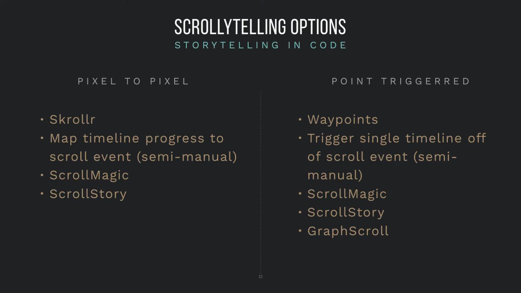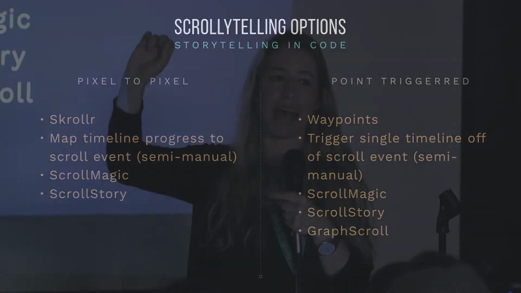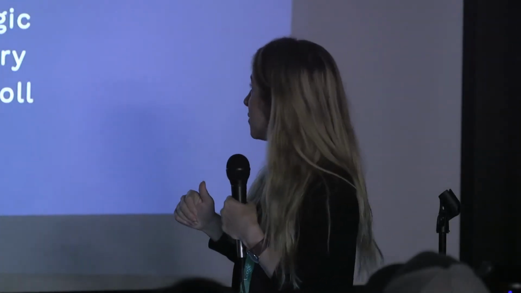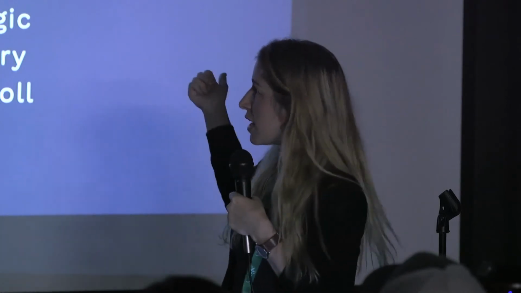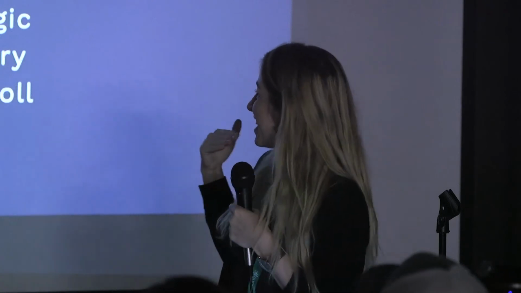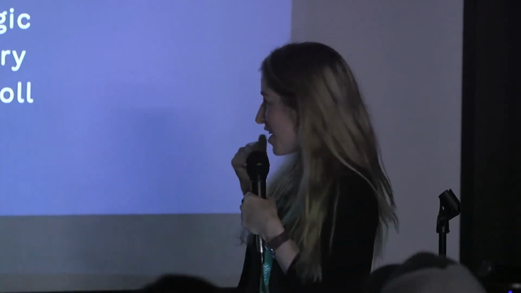And for point triggered, there's Waypoints, which I'm a big fan of. It's really small. It just adds a little hook that you can attach things to. And you can trigger single timelines off of an event, like a scroll event, from a certain distance from the page. I use Waypoints a lot. ScrollMagic, again, will fit in both categories. Scroll Story fits in both categories. And there's another one called Graph Scroll that's pretty nice, that'll allow you to lock things into fixed positions as you're scrolling so that you can tell a story and the data's not moving around, or at least the container is not moving around as you're telling the story.